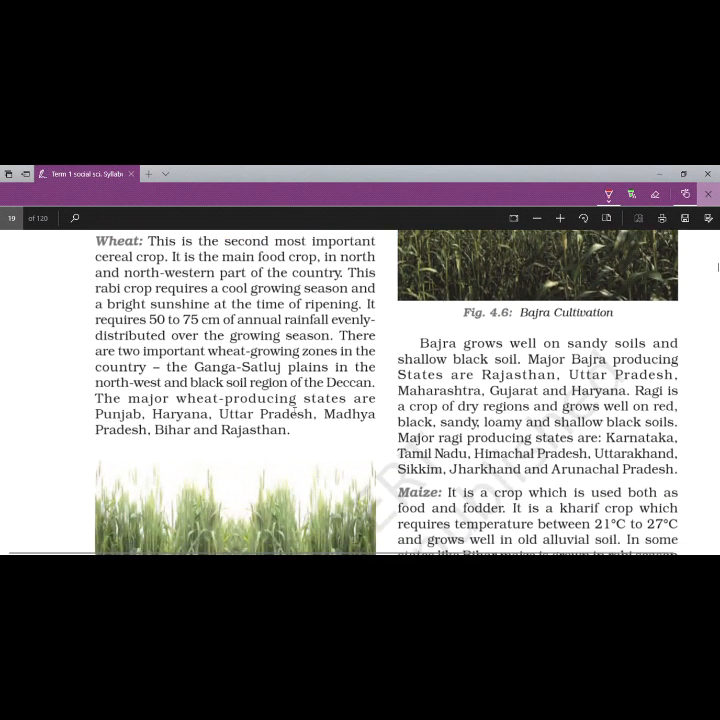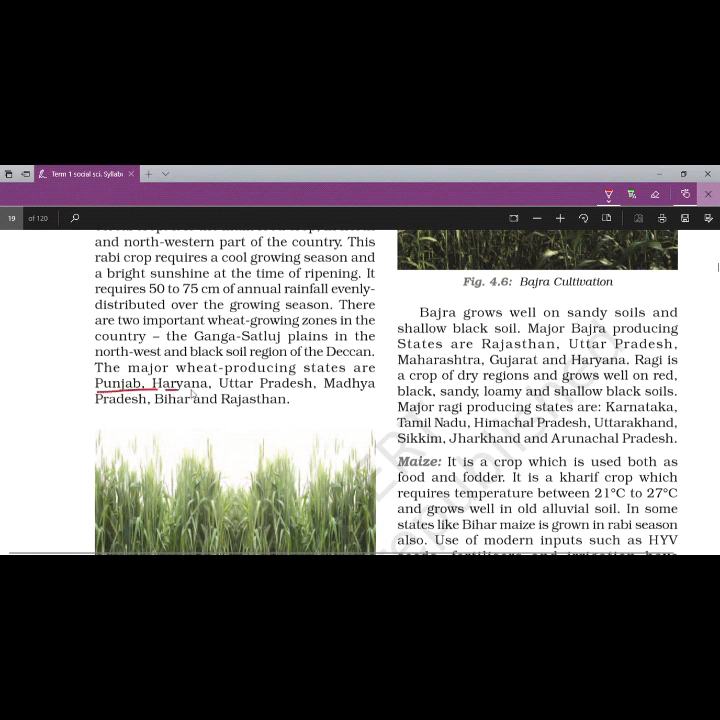Then we have wheat. Major wheat growing states are Punjab, Haryana, Uttar Pradesh, Madhya Pradesh, Bihar, and Rajasthan. Wheat and rice are included in your map work. More crops which are included in your map work, I will tell you. Mark them on your political map, or write on any page or notebook, then mark on the political map. If you have any problem while plotting the states, you can also ask me in the comment section.